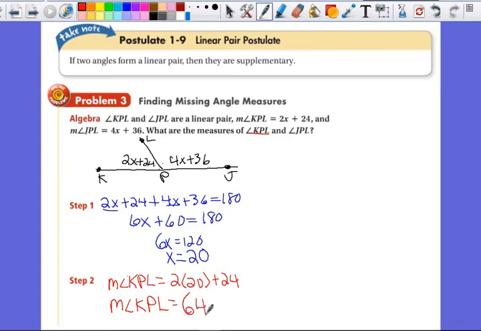Next one we need to find is JPL. So the measure of angle JPL is 4 times 20 plus 36. 4 times 20 is 80. 80 plus 36 would give us 116. Once we have that, we can verify that we're right by saying 64 plus 116 adds up to give us that 180 we're looking for.